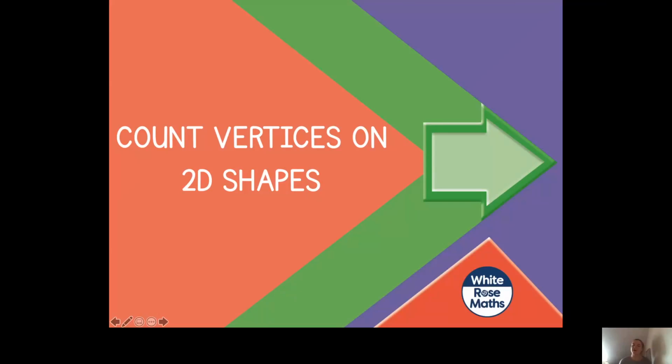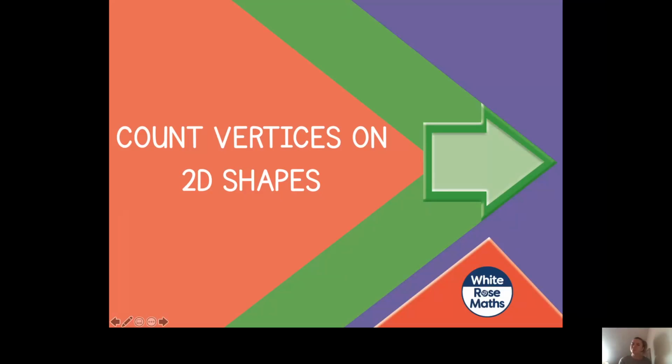Now, over the last few lessons, we have been looking at 2D shapes, haven't we? So in our first lesson, we looked at the names of different 2D shapes. And then yesterday, we counted the sides on these 2D shapes. Now, today, we're going to be moving on. And this time, we're going to be counting the vertices on these shapes. Now, I wonder what I mean by vertices. Well, we're going to find out what this means in a little while.